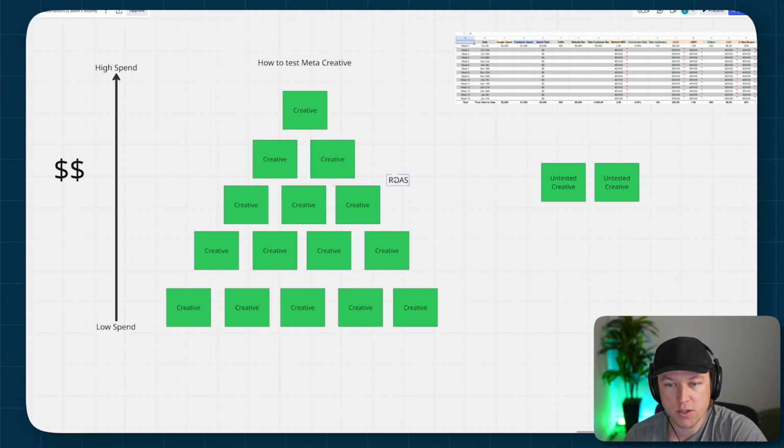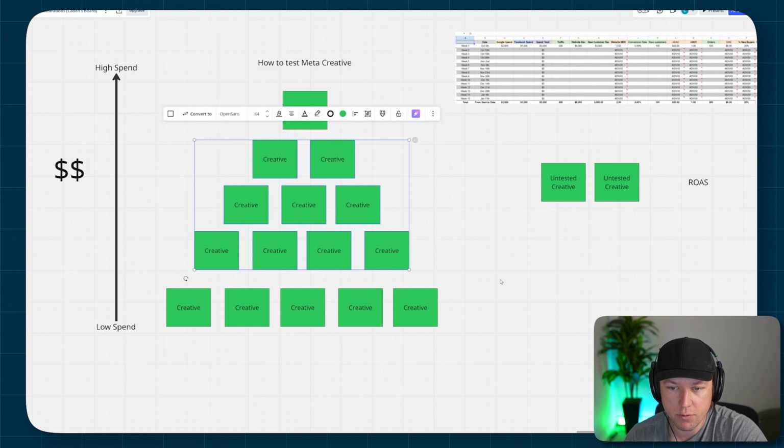ROAS tends to probably fluctuate in the top 3 positions, not in the bottom 2 over here for the most part. So this is a standard funnel, super basic, super simple, straightforward. This is a pretty healthy funnel per se.